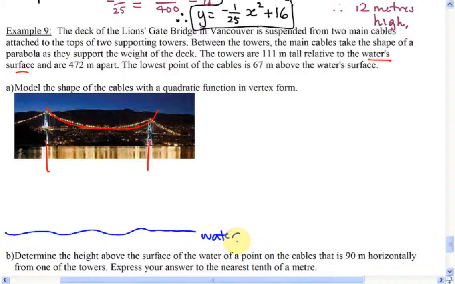Okay, and I'm going to ask you to draw those two towers. It says the towers are 111 meters tall. So I guess here's your first tower, and here's another tower. They are 111 meters tall, so the distance here is 111. Then they are 472 meters apart, so the distance between these two towers here is 472.